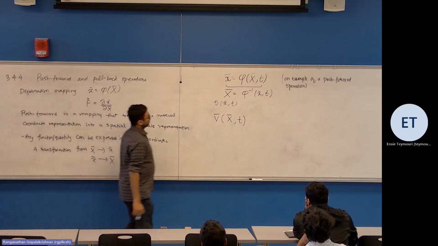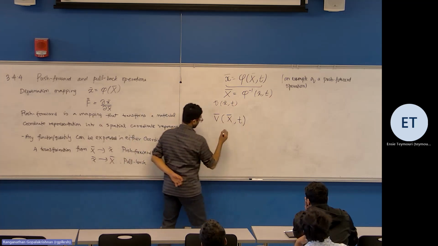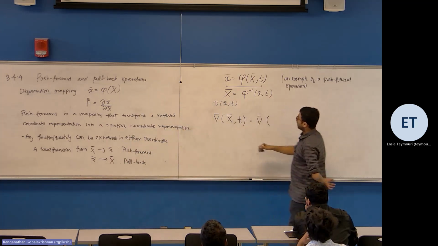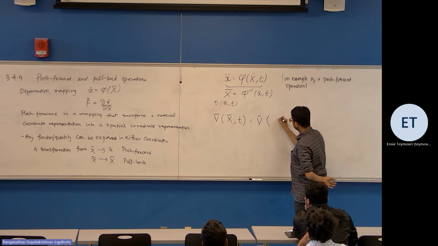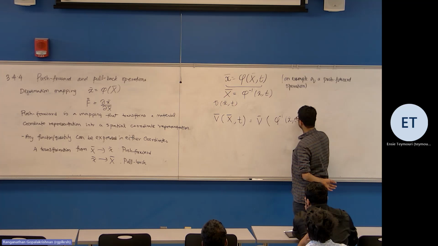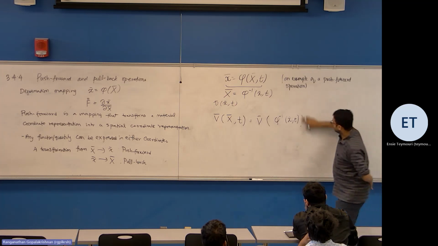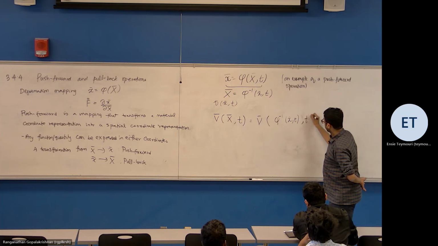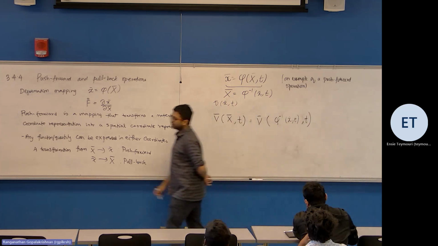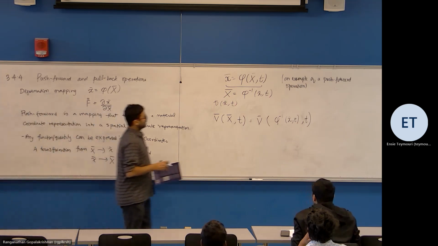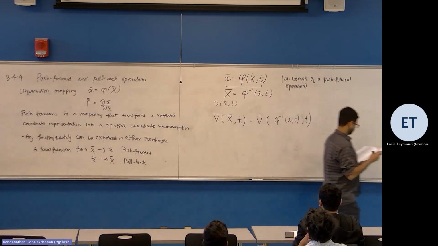Right? So if I write this expression, I can write v not as a function of x, but as a function of phi inverse of x comma t. Can I write it this way? I'm just representing wherever phi of x appears in terms of phi inverse.